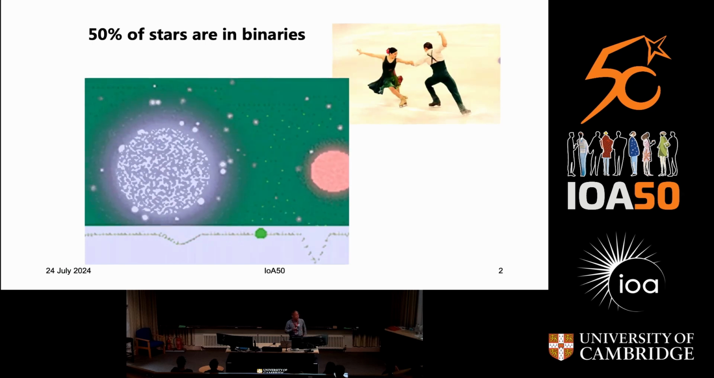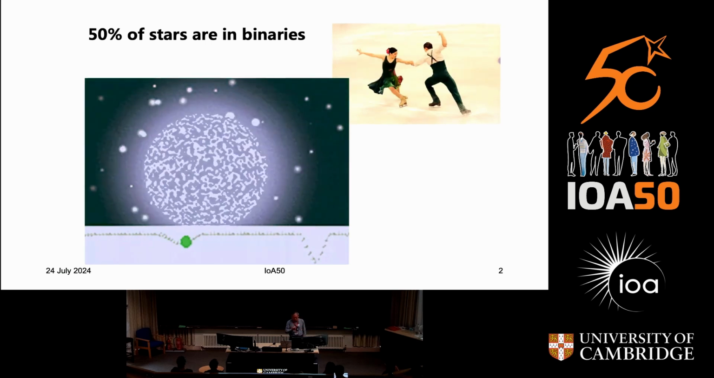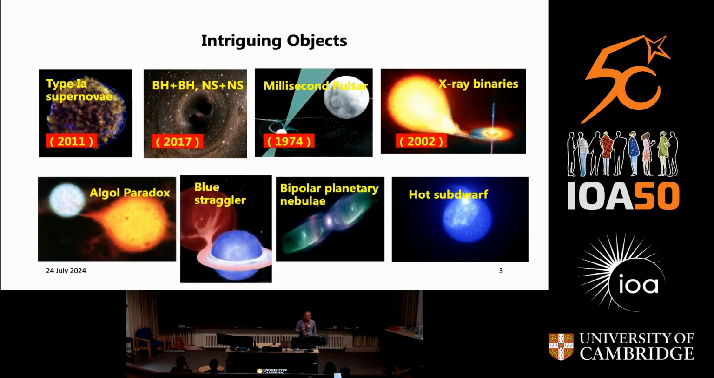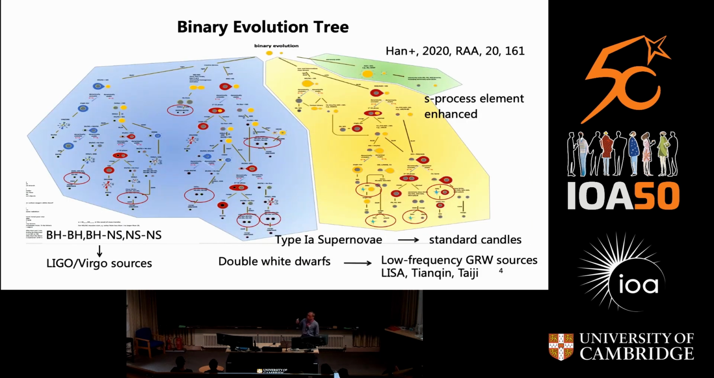Binary evolution produces many exotic objects, such as type Ia supernovae, double black holes, double neutron stars, millisecond pulsars, and lots more. Here is the binary evolution tree that we plotted in an article published by Research in Astronomy and Astrophysics. That's a special issue for the 20th anniversary of RAA.